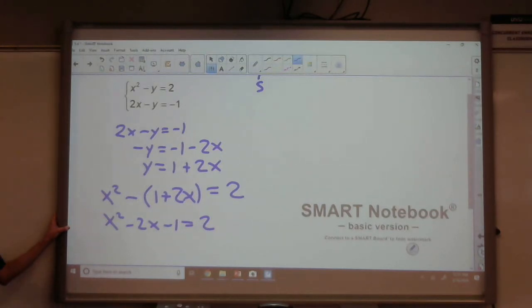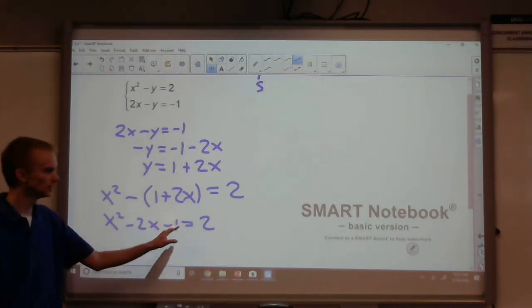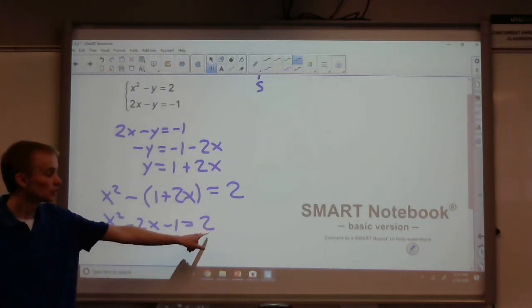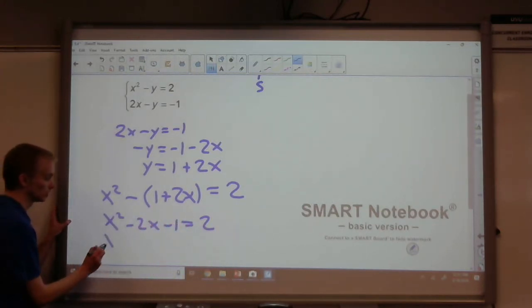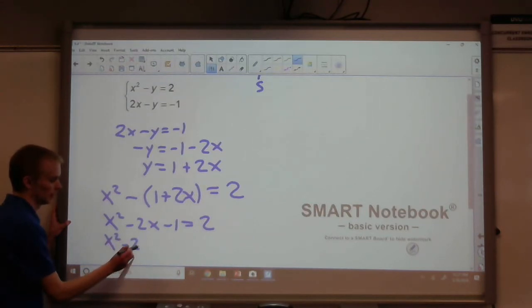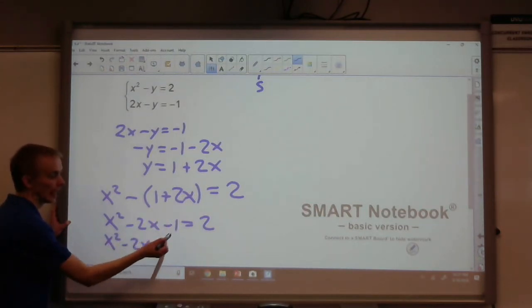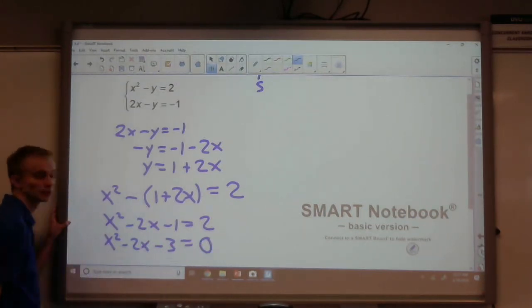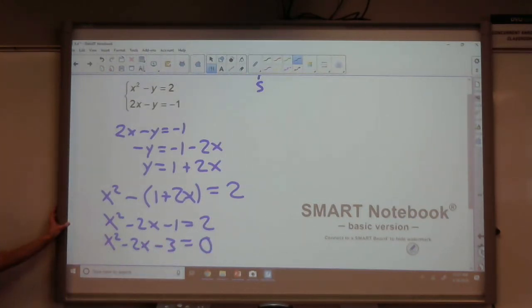And now I have a quadratic equation. To solve it, I want it to equal 0. So I subtract 2 from both sides. I get x squared minus 2x, and -1 minus 2 is going to be minus 3, equals 0.